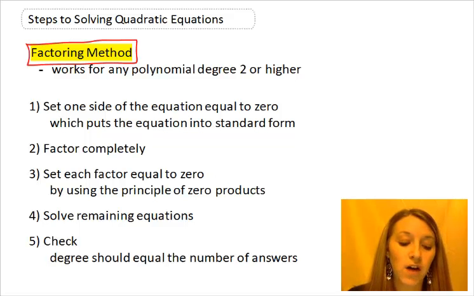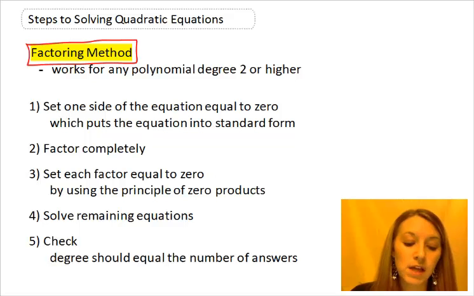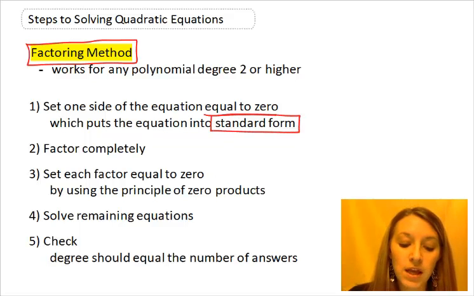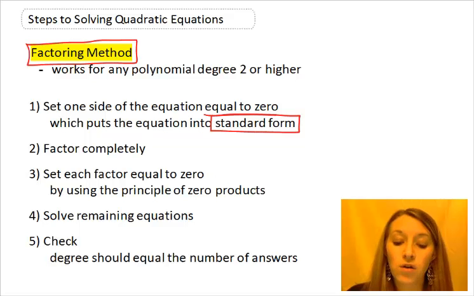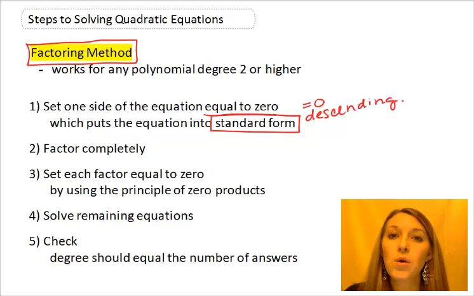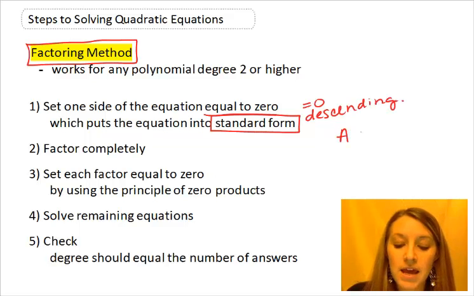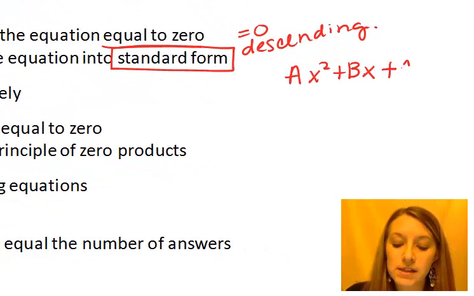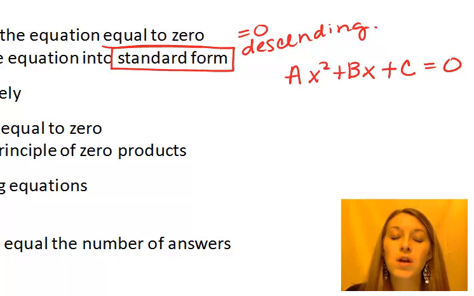The steps that you're going to follow: first, you want to set one side of your equation equal to 0. If this is a quadratic equation, it's what we call putting it into standard form. Standard form is when it's equal to 0 and it's in descending order. What that looks like is ax squared plus bx plus c is equal to 0. So this is a quadratic equation set equal to 0 in descending form, so it is in standard form.